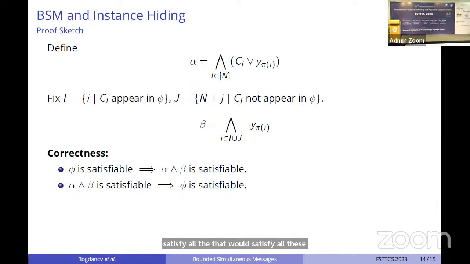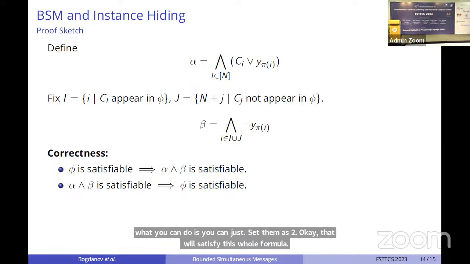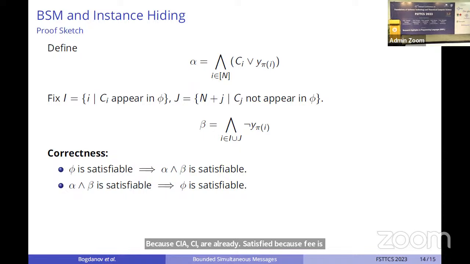All the C_i's appearing in I would be set to true, and the only thing is you want to come up with some setting of this y_phi of i for all those i's that do not appear in this I. So what you can do is you can just set them as true. That will satisfy this whole formula, because the C_i's are already satisfied because phi is satisfied. So now that shows that there is a setting that satisfies alpha.